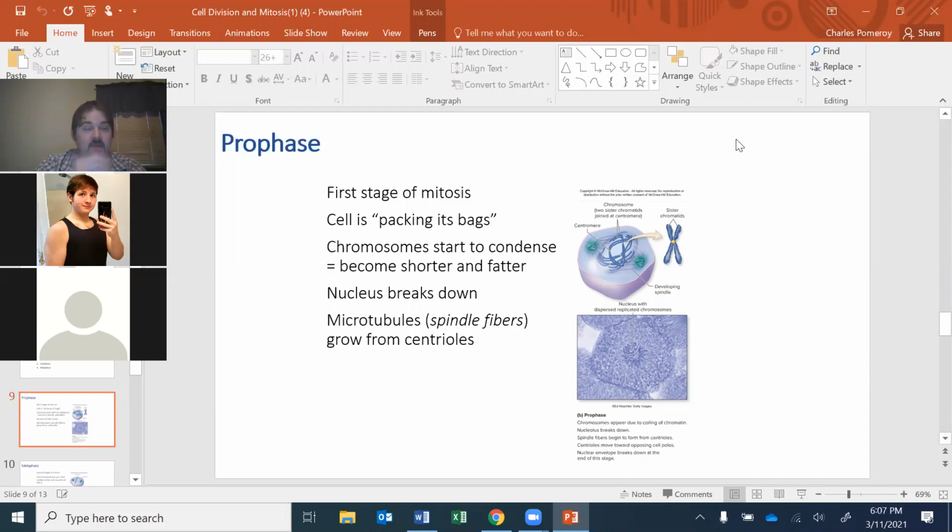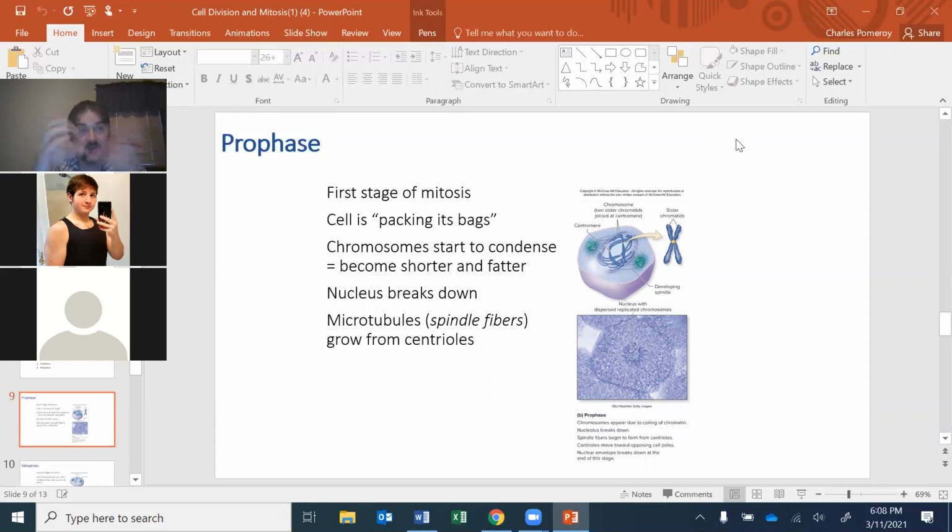I kind of look at it like the cell is packing its bags so that it can move the DNA a lot easier. This is really no different than if you're going on a trip. You don't just take your clothes and throw them into the back of the car. You pack them into an easily portable suitcase or something that's easy to move. That's what's going on here. By condensing and becoming shorter and fatter, it makes it a lot easier to move the chromosomes to where they need to go. So this is just like a cell packing its bags, getting ready to move the DNA.